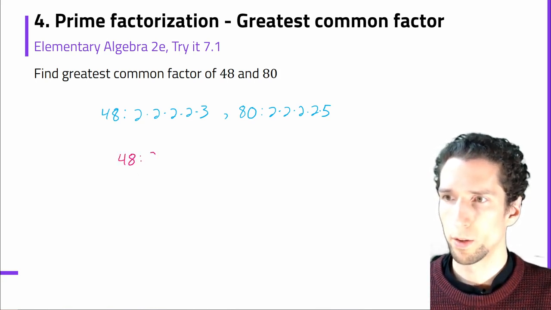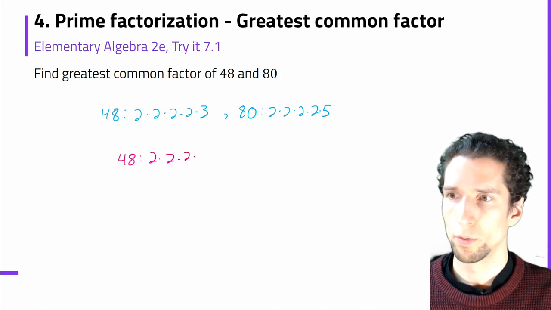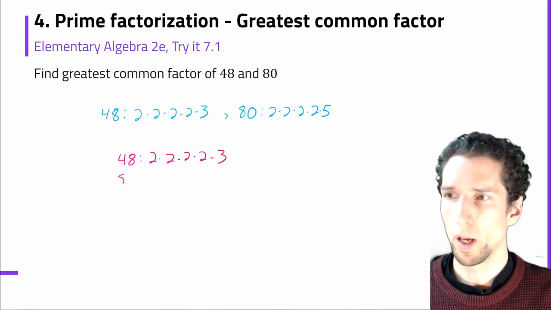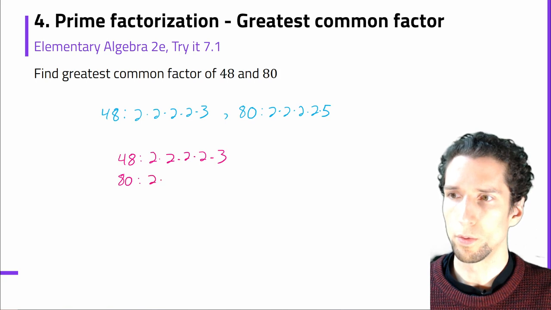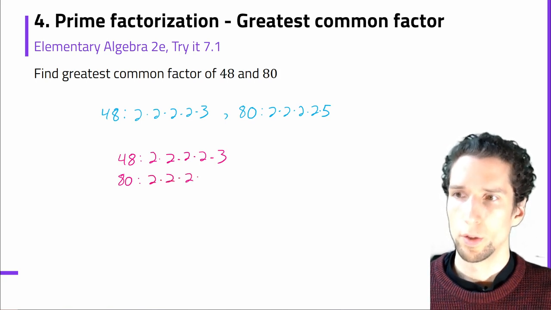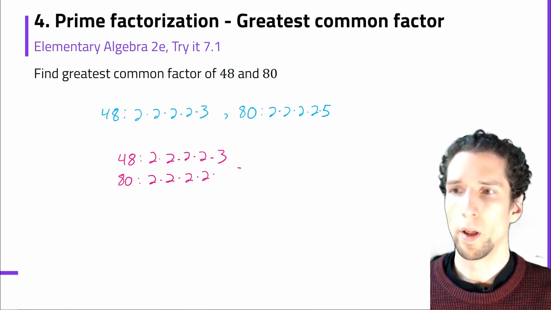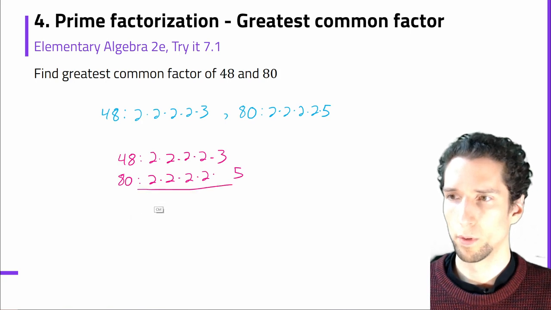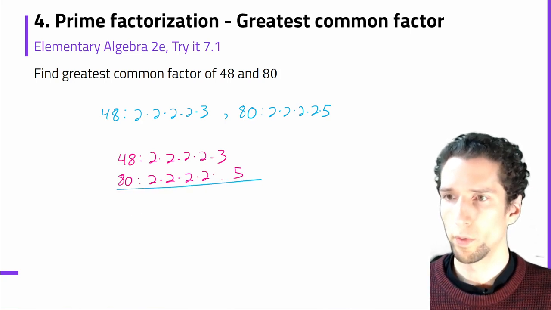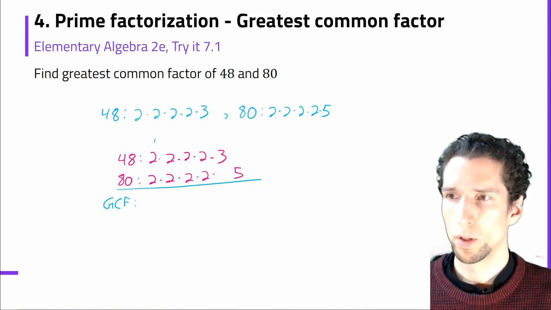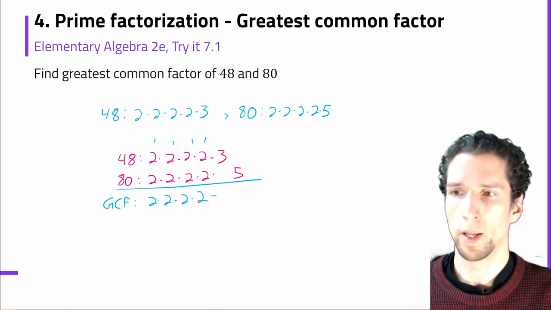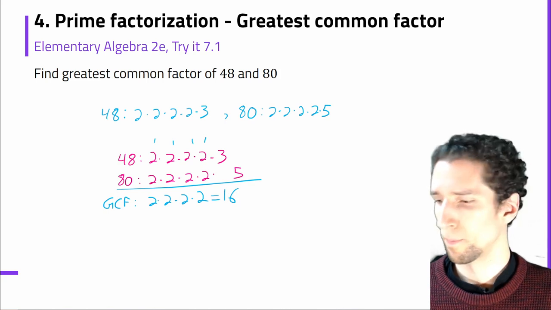48, 2, 2, 2, 2, 3, 80, 2, 2, 2, 2, and 5. And then we're just taking 1 from each column here, greatest common factor. 1, 2, 3, 4. 2 times 2 times 2 times 2, and that is 16.